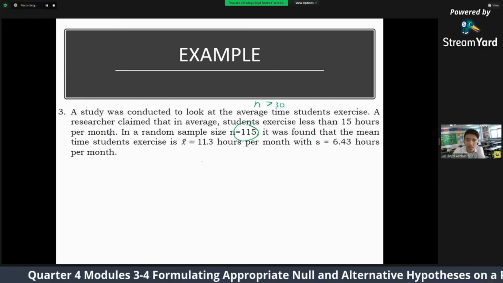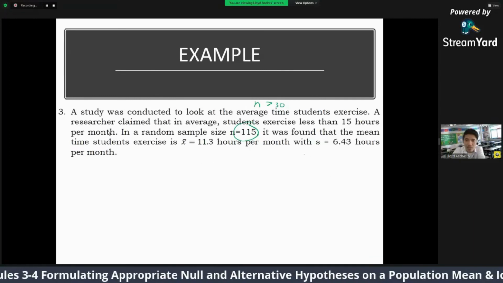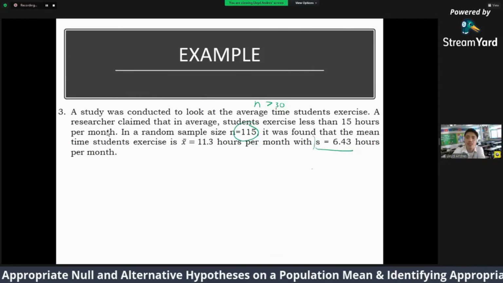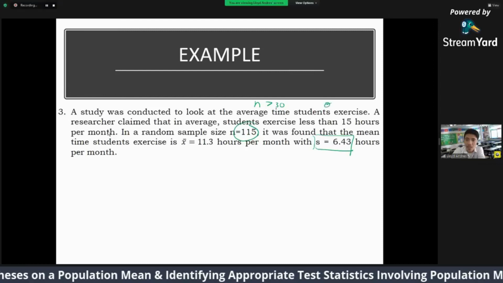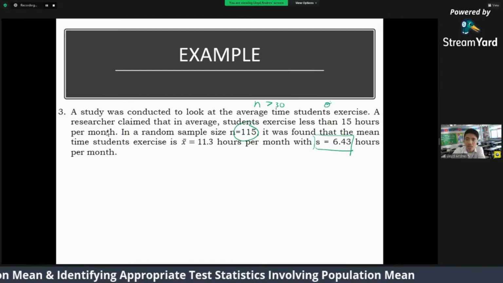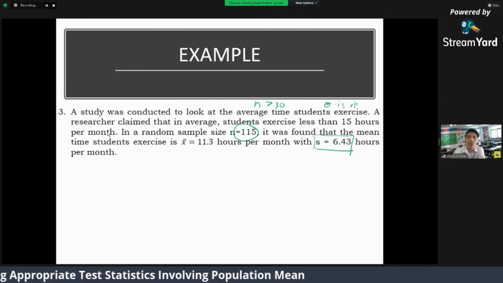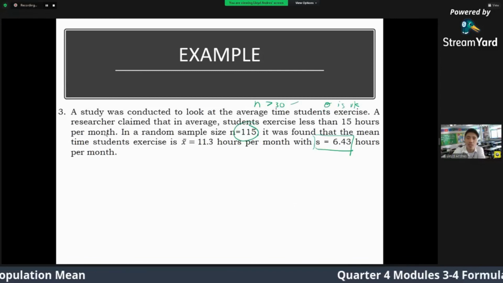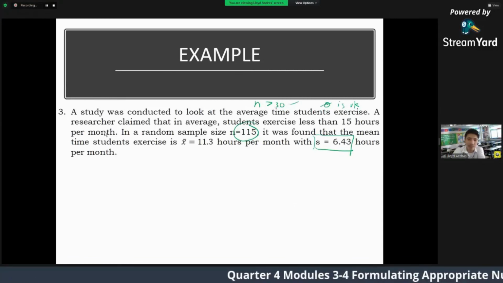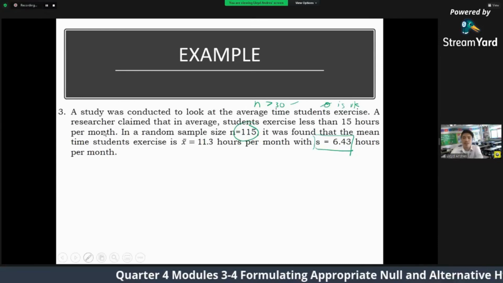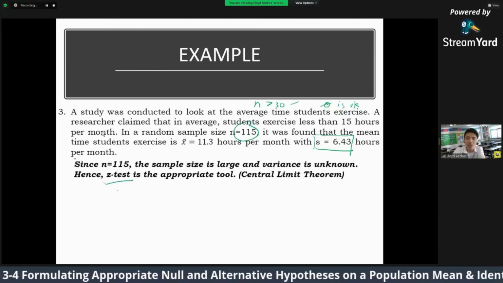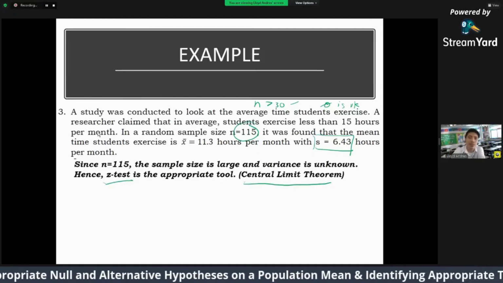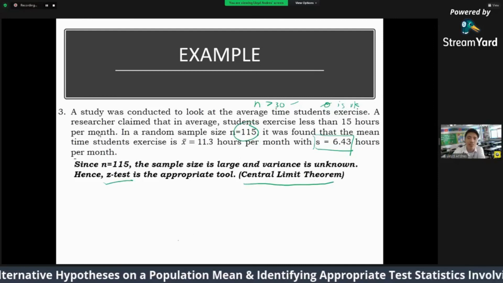And then, ang standard deviation is S. So S siya, meaning dili siya sigma. So, ang sigma is unknown. So, sa scenario nga greater than 30, tapos sigma is unknown, unsa nga test. So, therefore, z-test gihapon because we will apply the central limit theorem. So, yun.